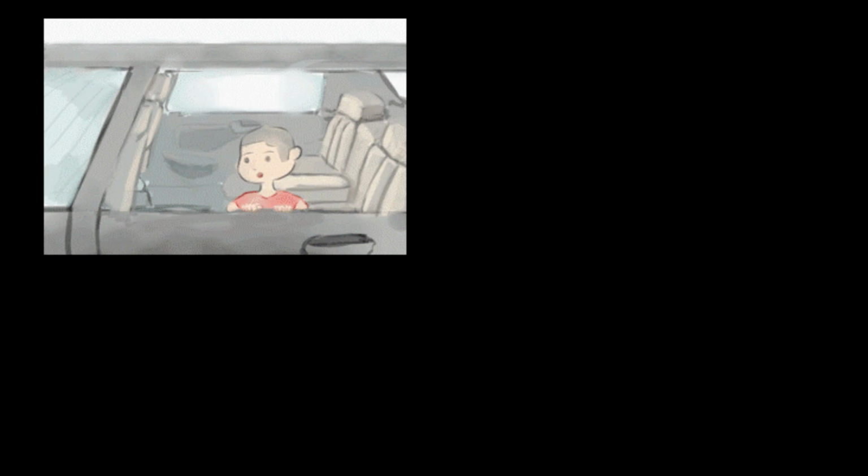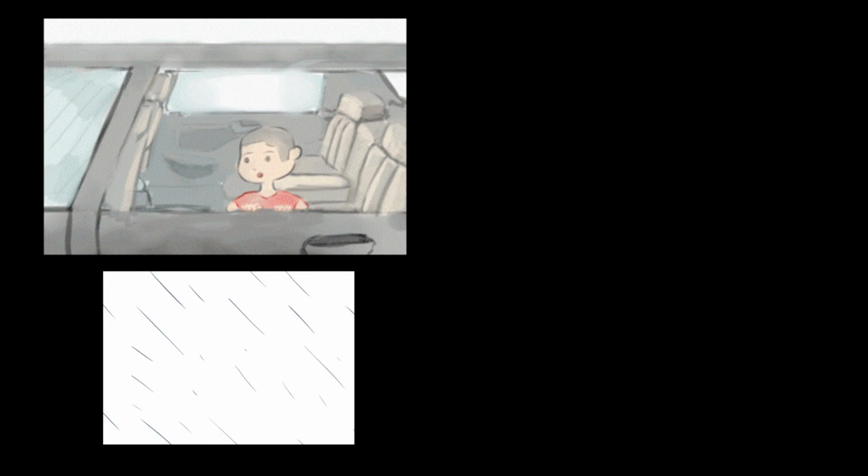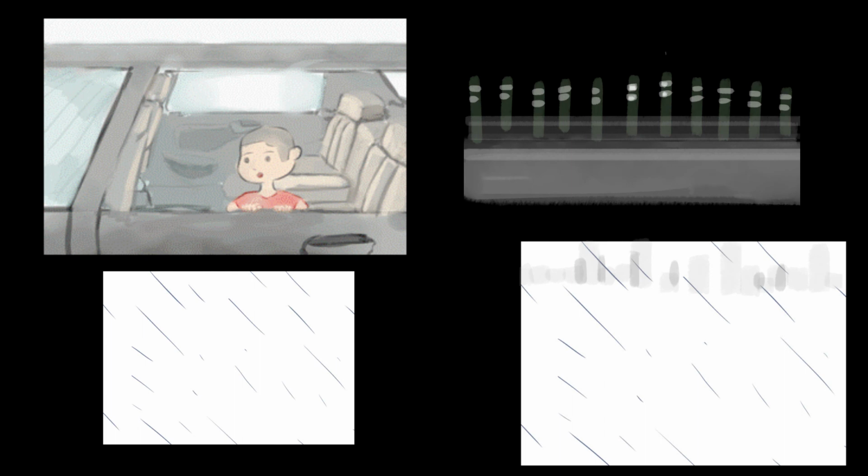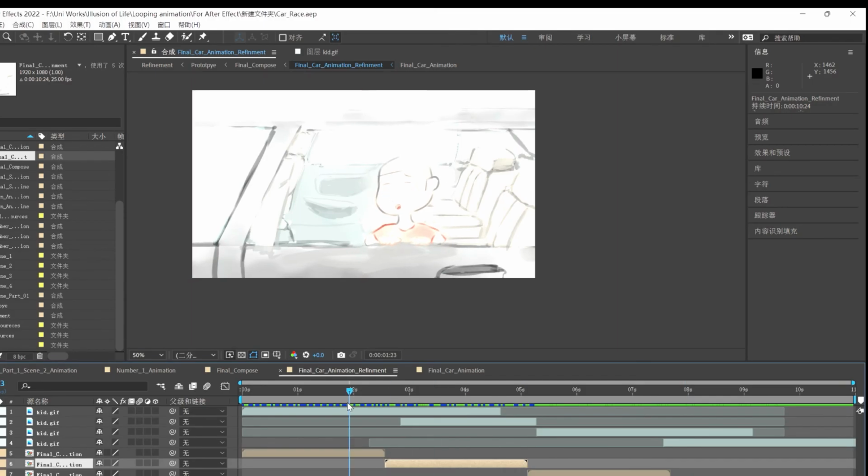I use Photoshop to design 5 objects to create a final scene, including the kid, rain, cars, road, and the background buildings. I can use After Effects to design the eyes blinking, but I can only use frame-by-frame animation to do the movement of the kid when he's looking at the windows.